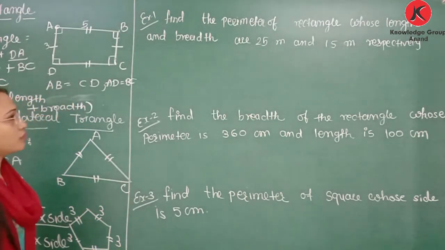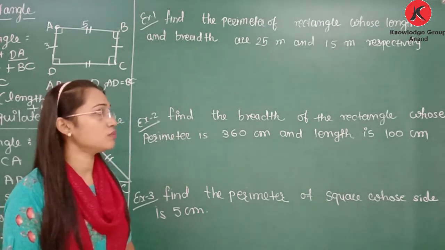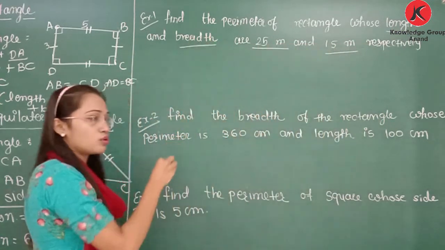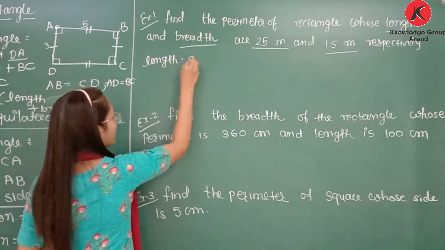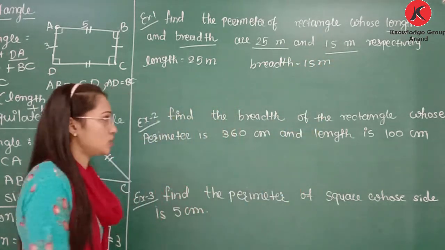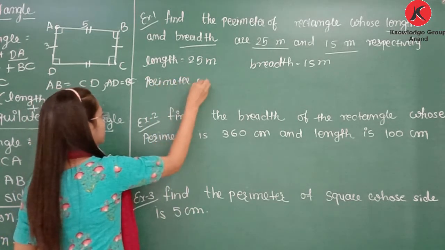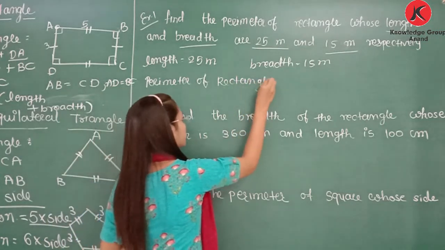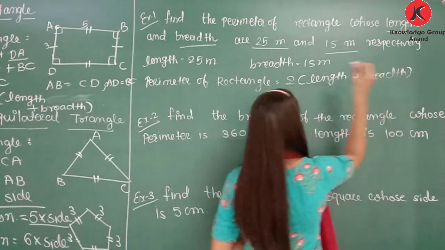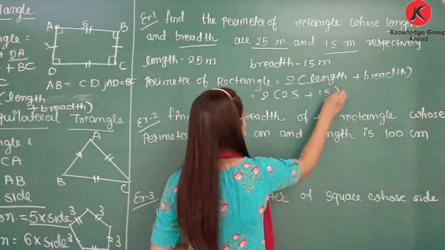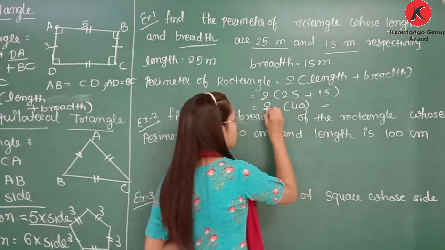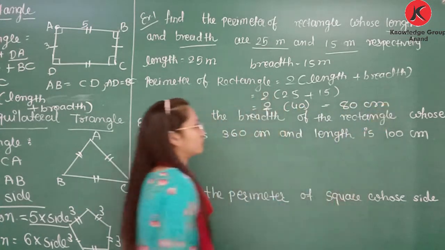So here first, find the perimeter of a rectangle whose length and breadth are 25 meter and 15 meter respectively. So first is 25 meter, that is the length, and 15 meter, that is the breadth. So here we can write the length of the rectangle is 25 meter and breadth is 15 meter. So perimeter of rectangle is 2 inside the bracket length plus breadth. Length is 25, breadth is 15. 25 plus 15 is 40. Now this 2 is in a multiplication, so 2 multiplied by 40 is 80. So that is the answer.